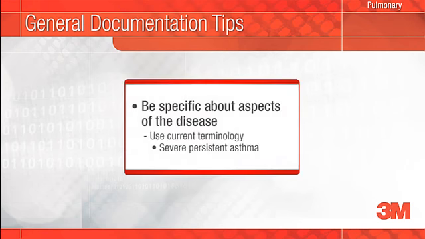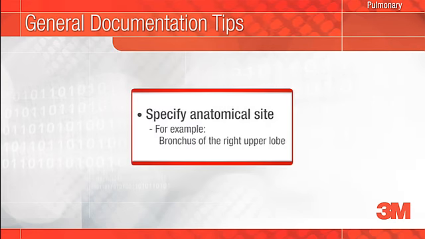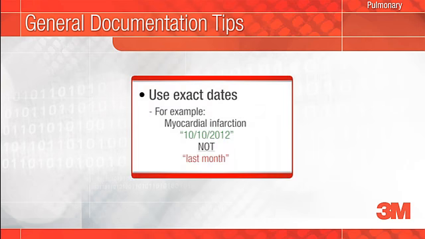Think about the most current terminology to describe a condition or different aspects of the disease. For example, mild, intermittent, or mild, moderate, or severe persistent asthma. Precisely designate anatomical sites such as bronchus of the right upper lobe. Use exact dates when appropriate. For example, when a patient is admitted for acute myocardial infarction and the patient previously had a recent MI, document the exact date of the recent MI.